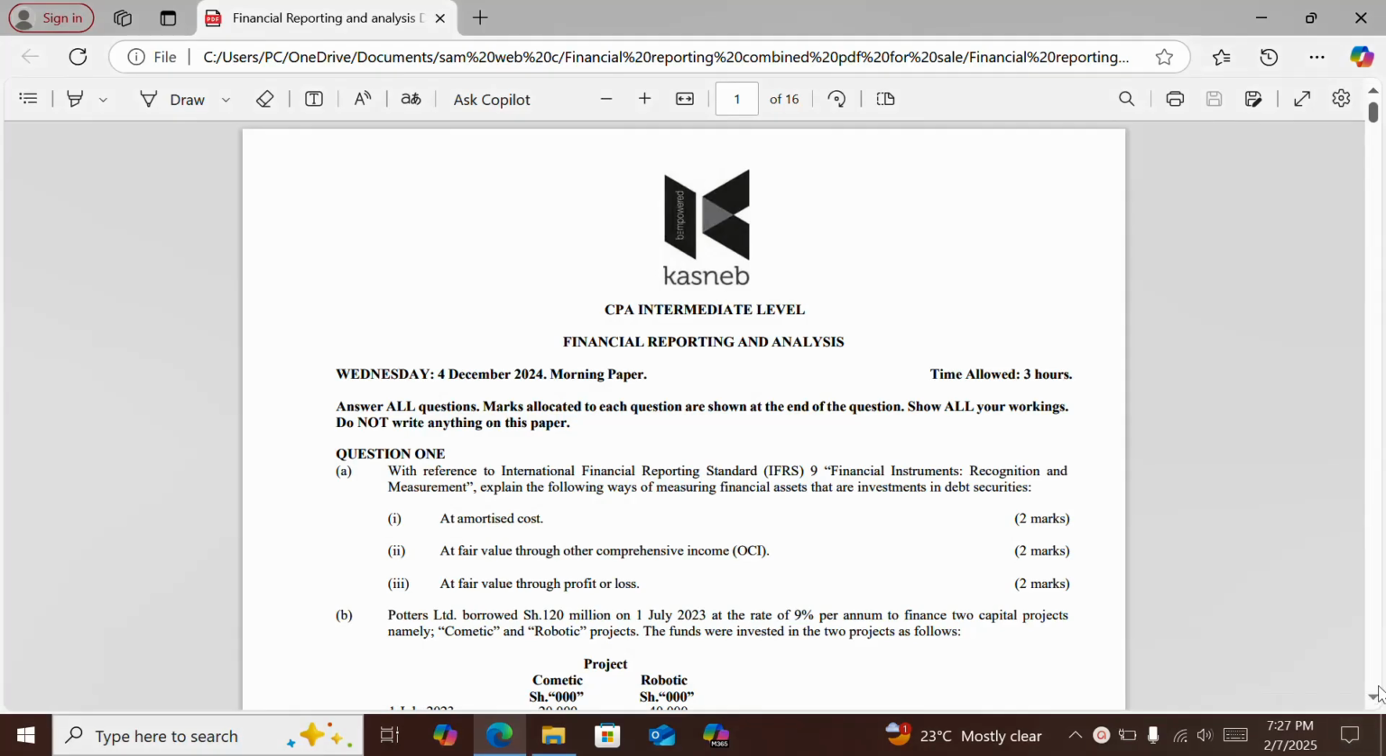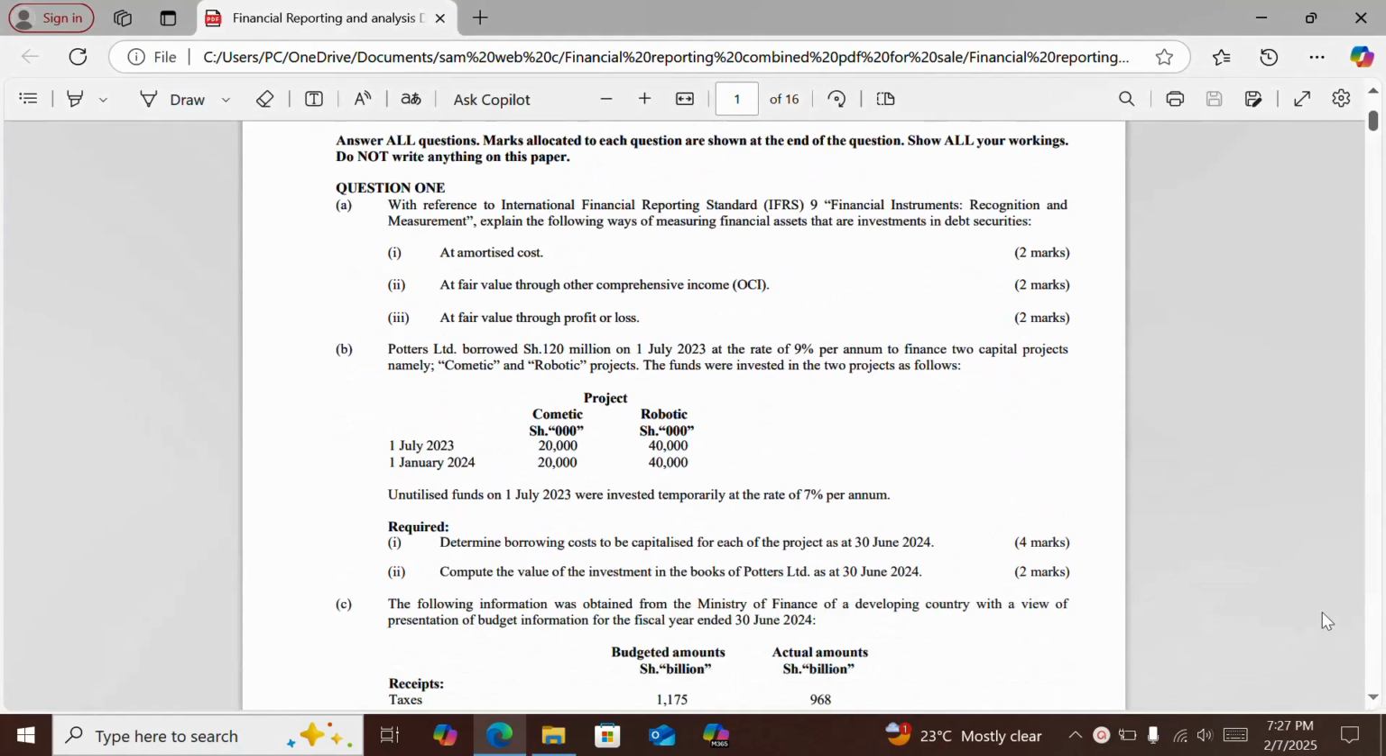We are now in financial reporting and analysis of 4th December 2024. So this is the previous sitting, and the first question required you to explain the following ways of measuring financial assets that are investments in debt securities: at amortized cost, at fair value through other comprehensive income (OCI), at fair value through profit or loss.